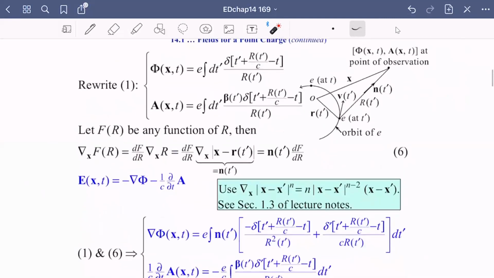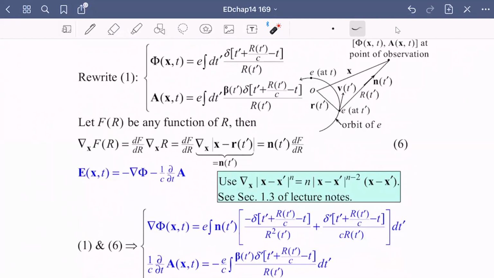Okay, so we have potential in terms of integration form. Obviously, the next step is to calculate the corresponding E field and B field. Let me show you how to calculate the E field. We have a scalar potential, vector potential. We can let f of r be any function of r, and we want to differentiate with respect to this position.